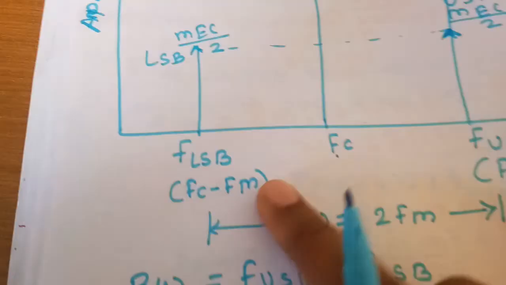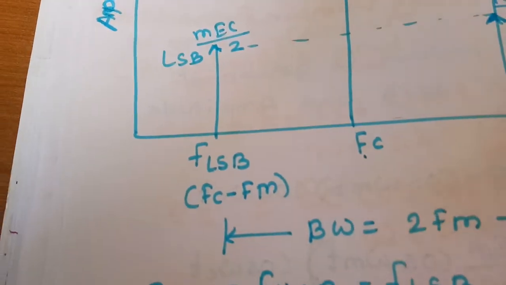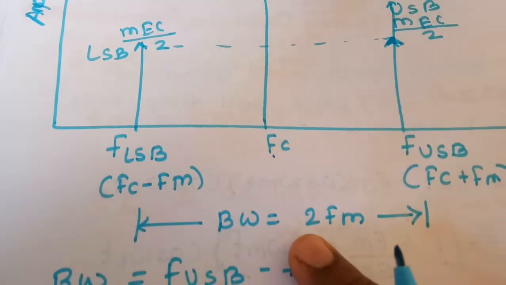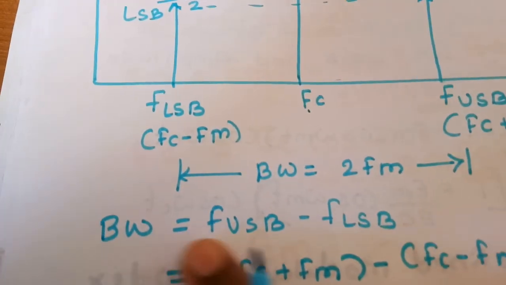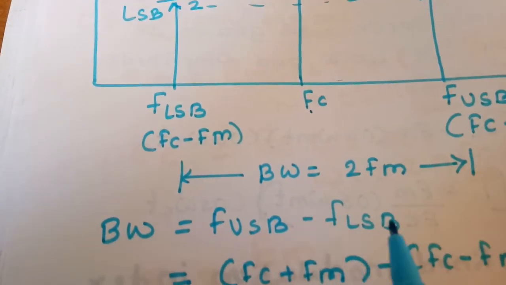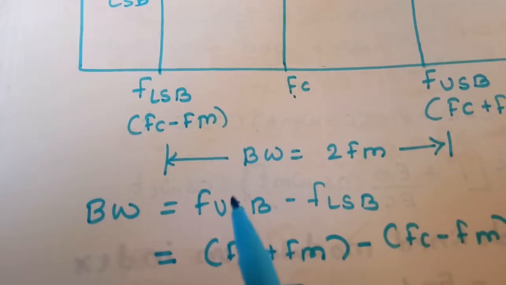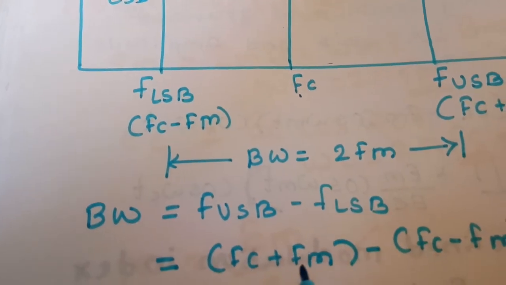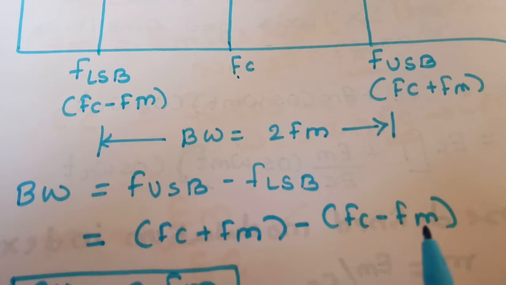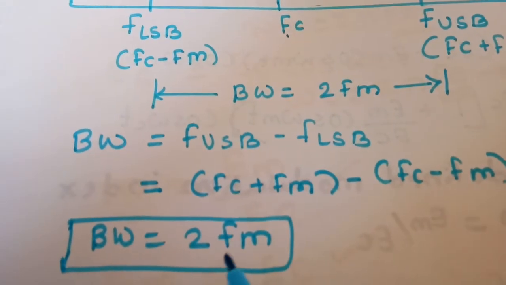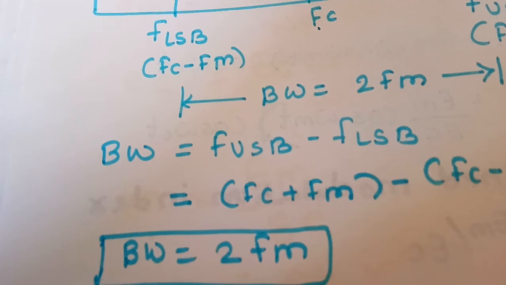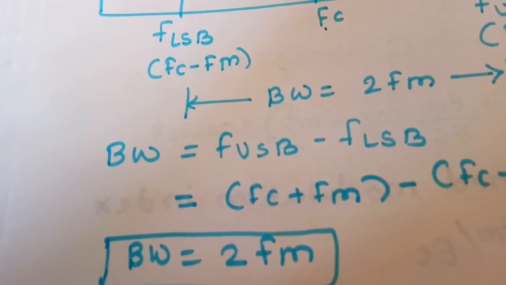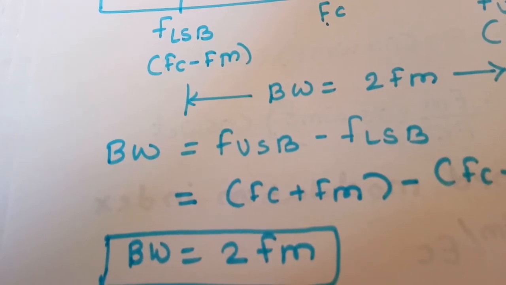Now if we want to calculate the bandwidth, it will be 2 fm, because bandwidth is equal to the upper band frequency minus the lower band frequency. The upper band value is fc plus fm and the lower band value is fc minus fm, so bandwidth is equal to 2 fm. This is regarding the equation of amplitude modulation and the components available in amplitude modulation. Thank you.